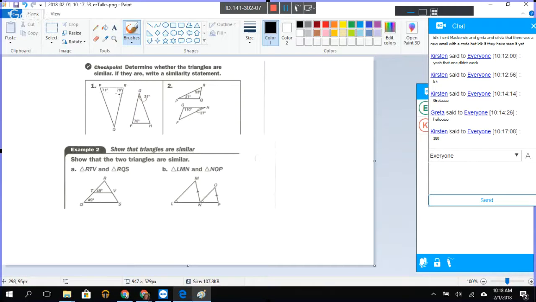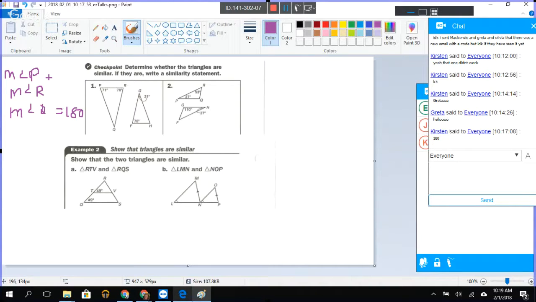We have 71 and 78. So if we want to figure out what angle Q is, just to write it out and be super clear, we know that the measure of angle P plus the measure of angle R plus the measure of angle Q is going to equal 180 degrees, right?